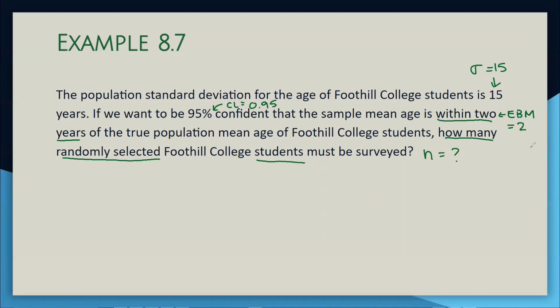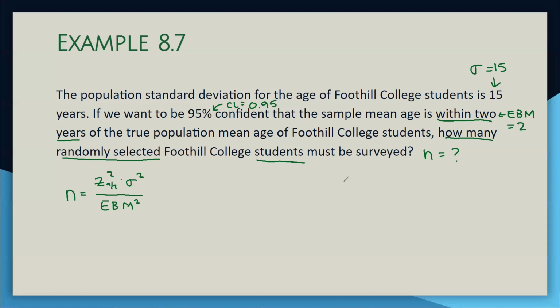So we're going to go ahead and use that formula. We know that the sample size is that z alpha over 2 squared times the population standard deviation squared divided by that margin of error squared. Now we have two of those three things. We know the error bound is 2. We know the sigma is 15. It's that z alpha over 2 we need to look up.